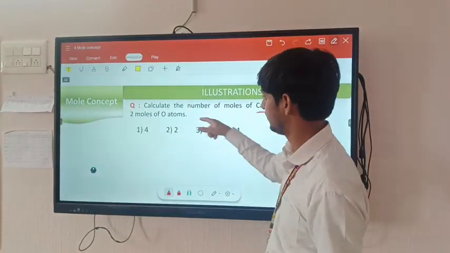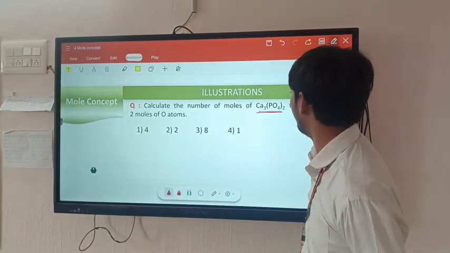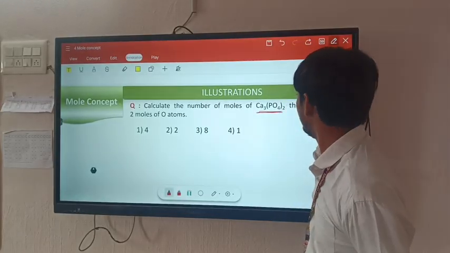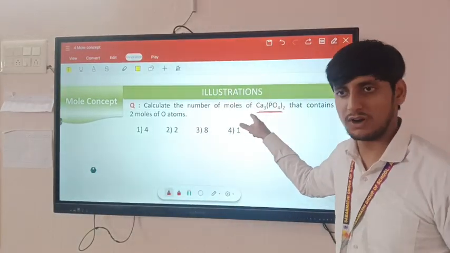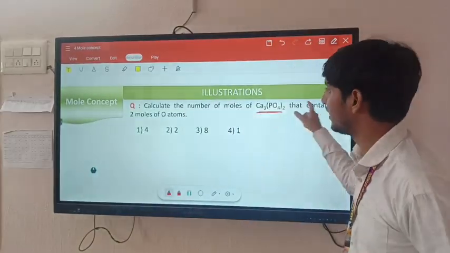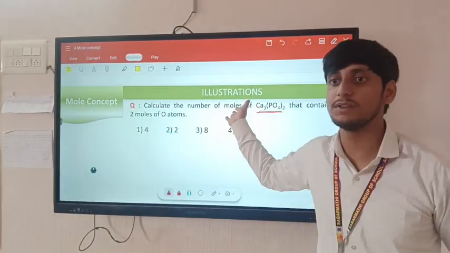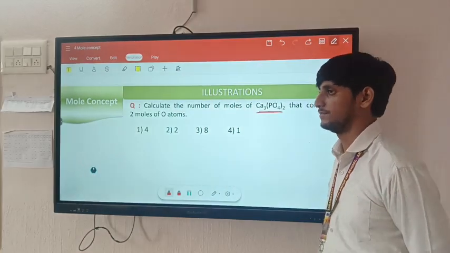Solve the second question. Calculate the number of moles of calcium phosphate, Ca3(PO4)2, that contains 2 moles of oxygen atoms. It is the same type of question. Solve the question.